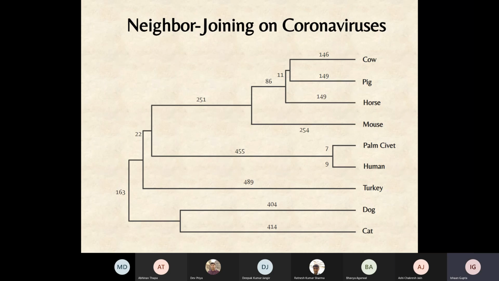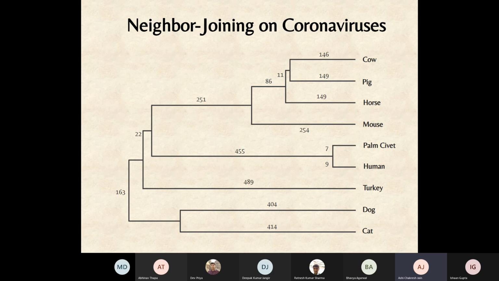Anybody? There the distances were the same. Sir, the lengths are bigger. Like in the previous tree, the distance between palm civet and human was smaller, which means they are closer to this right hand side. Also, the node values are bigger. Were they equidistant in that one? Is the distance between the internal node and the leaves the same?